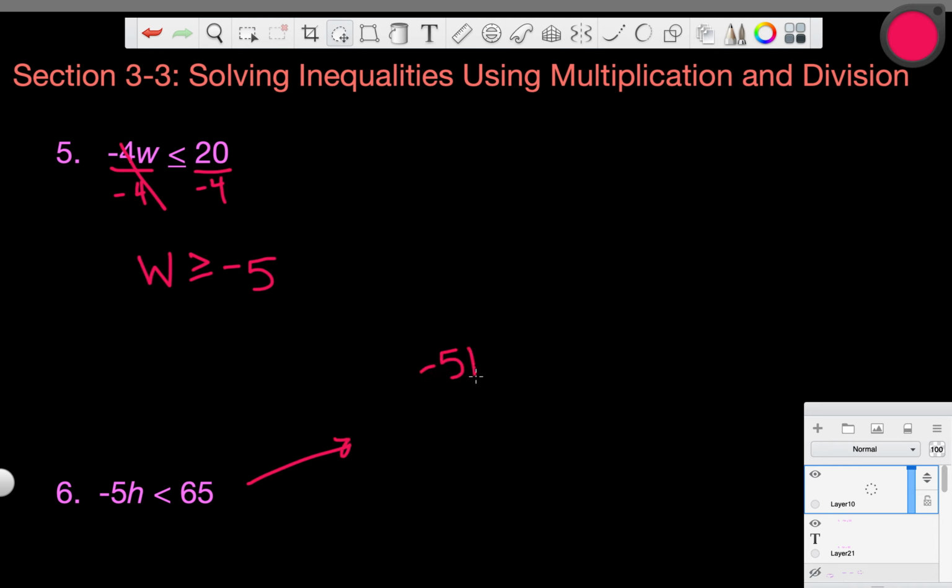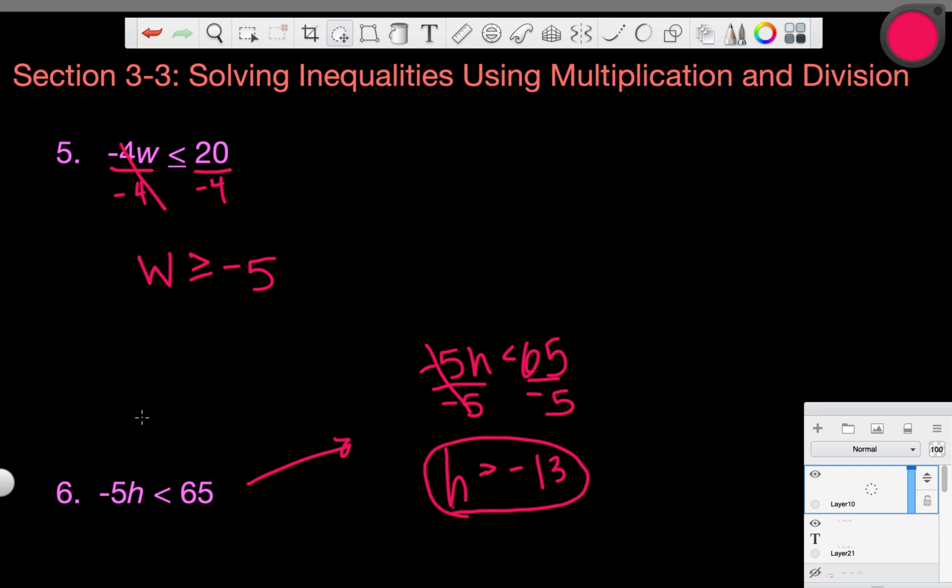So number 6, I have -5h is less than 65. I know I need to divide by -5 to move it to the other side. Since that 5 is negative, I flip my sign to be a greater than sign. Now 65 divided by -5 gives me a -13. And I'm good. Okay, so really the only difference about this section than when we work with equations is that if that coefficient in front of your variable is negative and you must divide or multiply to get it to the other side, you have to flip your sign.